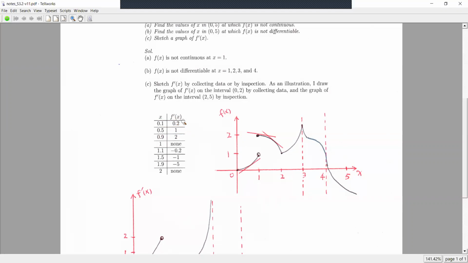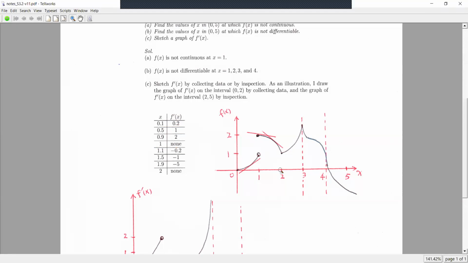Now, the derivative at point 9. Point 9 is about here, close to 1. At this point, draw a tangent line to the graph of the function. And then take a guess on the slope of the tangent line. This tangent line is steep. My guess about the slope is about 2. So the value of the derivative at point 9 is 2.